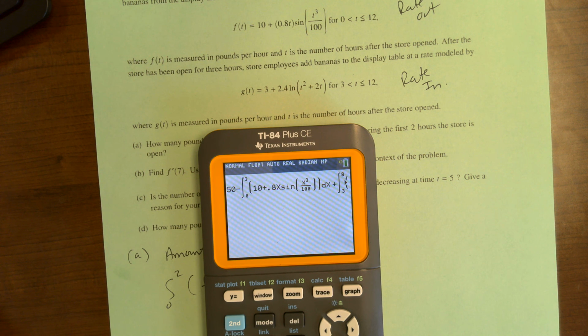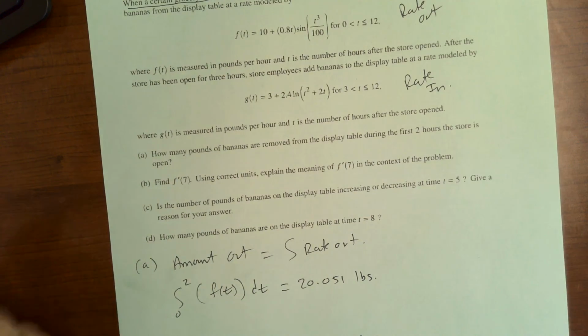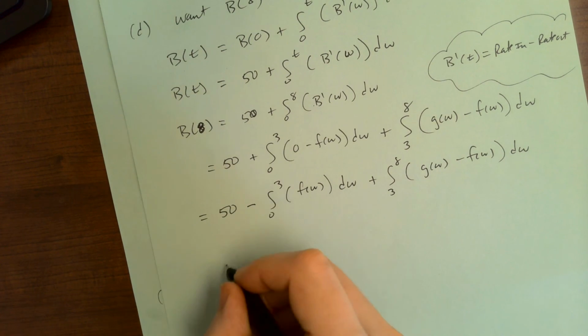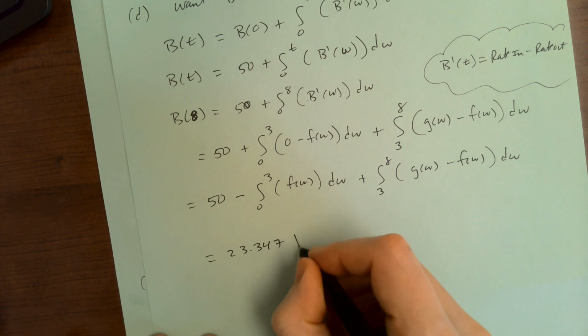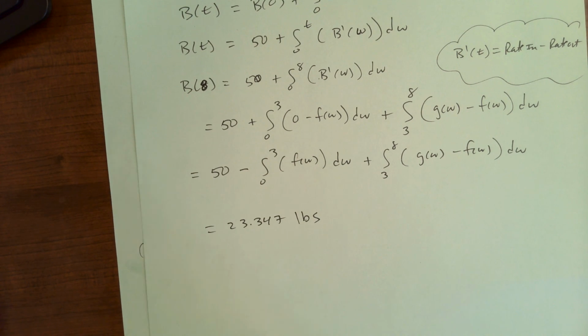Okay. There it is, 23.347 equals 23.347. This is pounds of bananas. There are that many pounds of bananas on the table at time 8.